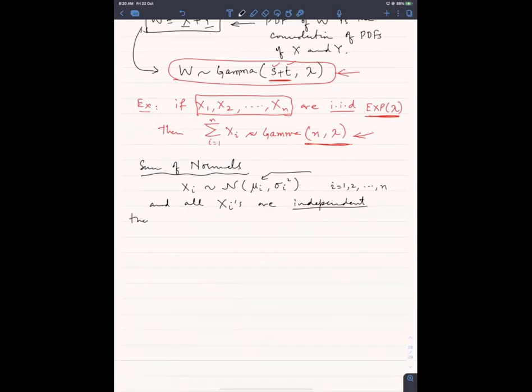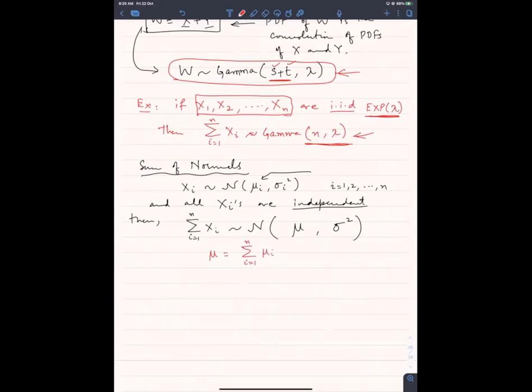Okay. Then, once again, we can show that the summation I is equal to 1 to n xi. इन सब को आप sum करें तो ये बहुत सारे आपके पास normally distributed random variables हैं with their own means and variance sigma squares. ठीक है? So sum of all of these also turns out to be normal. इसका कोई मीन होगा और कोई वेरिएंस होगी. And this mean here mu is basically the summation of all the means.